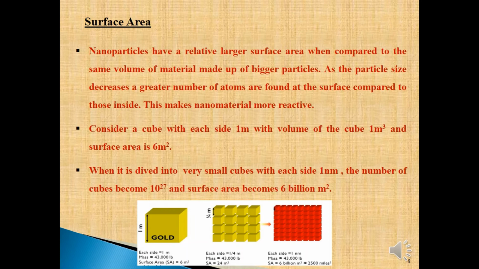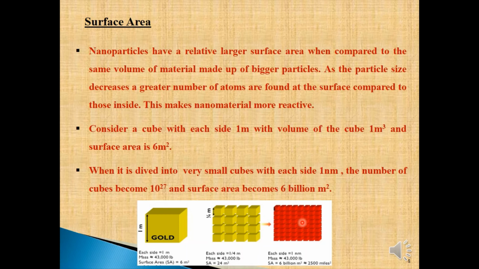Consider a cube with each side of 1 meter, with a volume of 1 meter cube. The surface area of that cube is 6 square meter. Next, the same gold material is divided into small cubes of 1/4 of a meter. The surface area becomes 24 square meter. Again, the same gold cubes are further divided into smaller cubes with each side of 1 nanometer. The number of cubes becomes 10 to the power 27 and the surface area becomes 6 billion square meter.